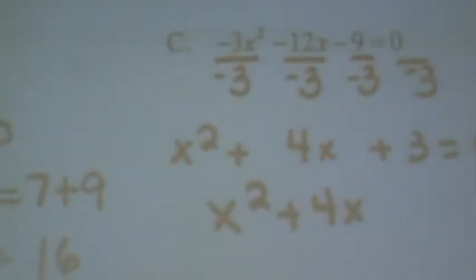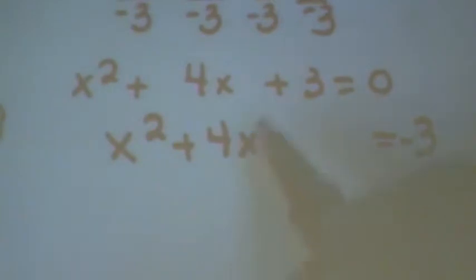Now, let's review the last one. So, what would be my first step? Divide everything by -3. Then what? Move the positive 3 to the opposite side. And you know what? This one's factorable too. 3 and 1, so your answers are going to be -3 and -1, but let's do it anyway, the long way.